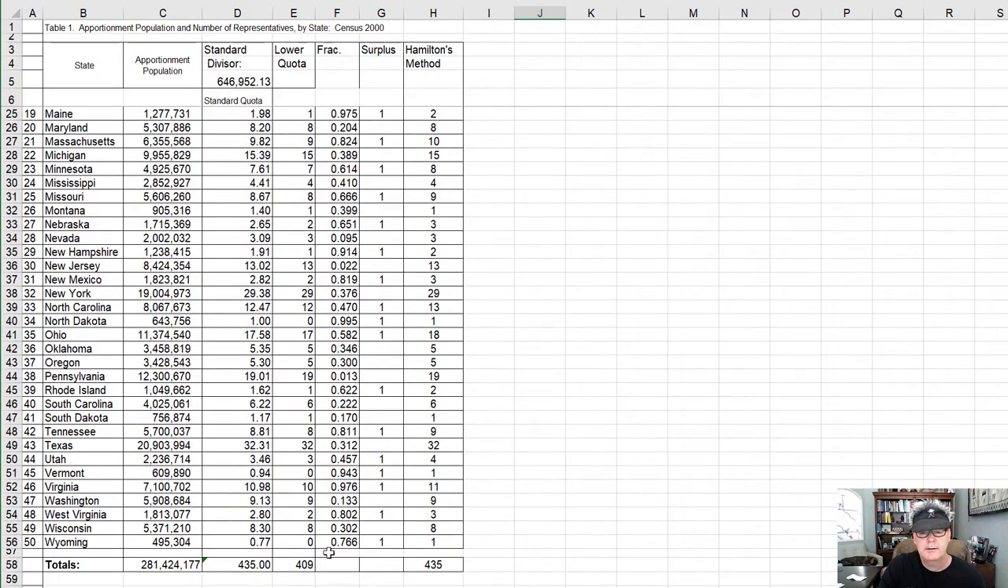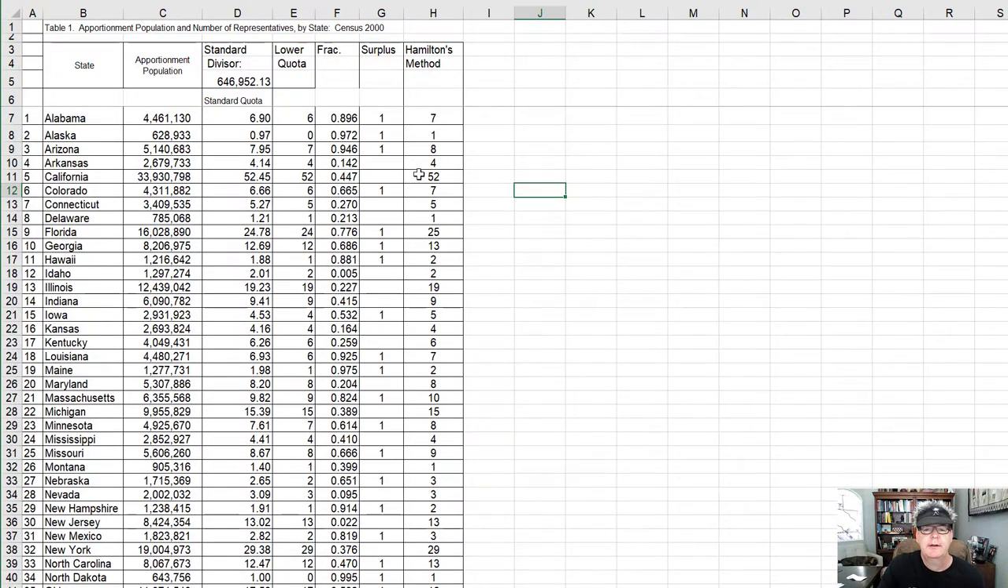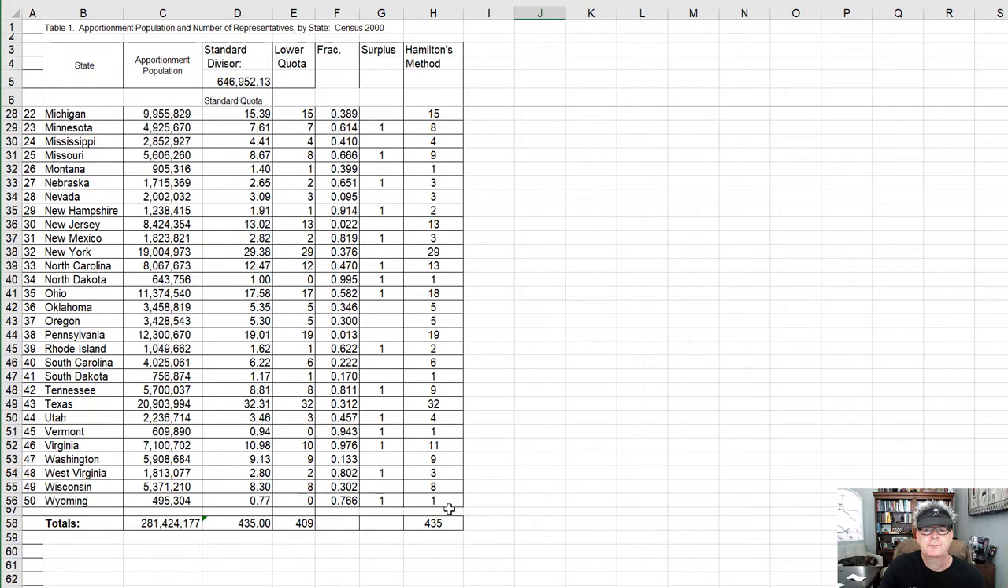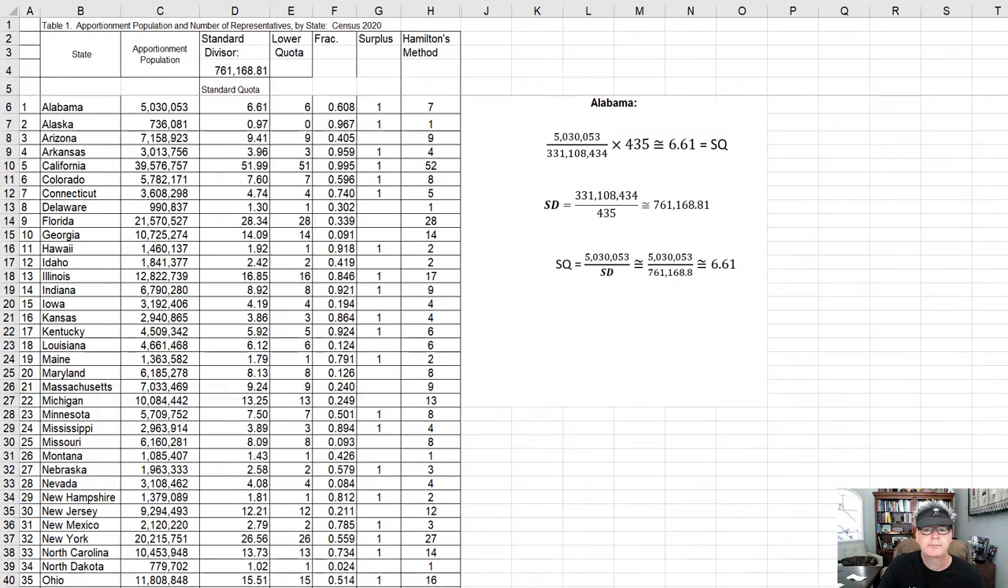So it's not too hard with Excel. Once you find the fractional part, put them in order, largest to smallest, and give out the seats until you've given out a total of 435, starting from the lower quota. So back to 2020, this would have been it.